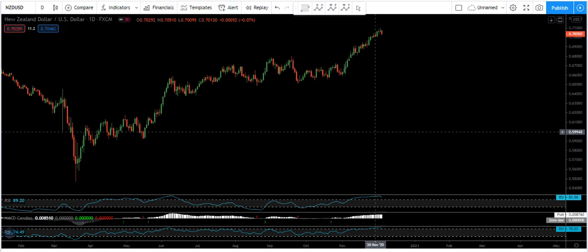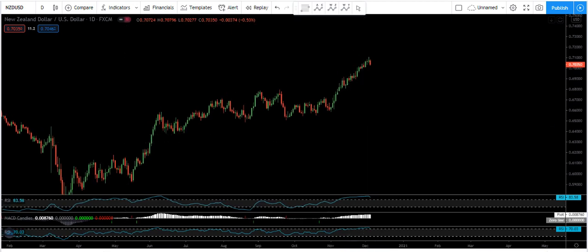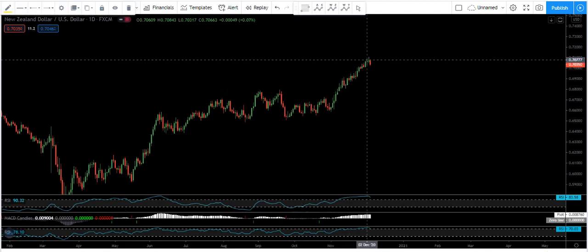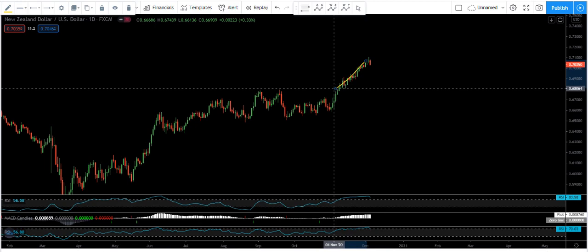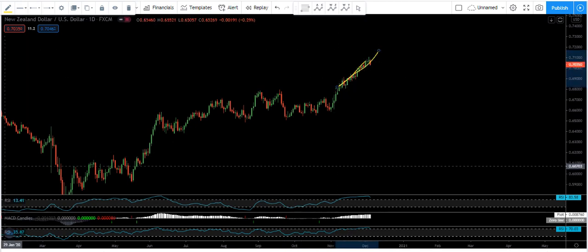New Zealand USD, now we are based on the daily chart. We want to analyze the chart for the next week. Okay, as we can see, based on the daily chart, the chart still maintains the up move, and how high it can go, we are not sure.